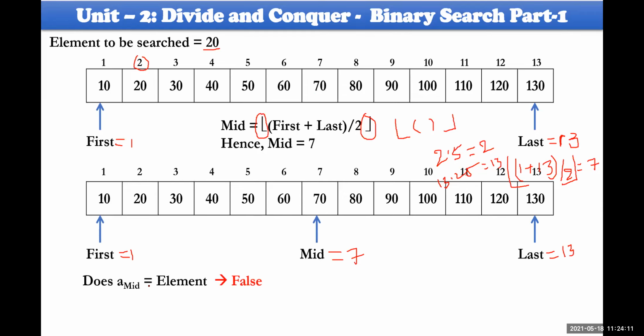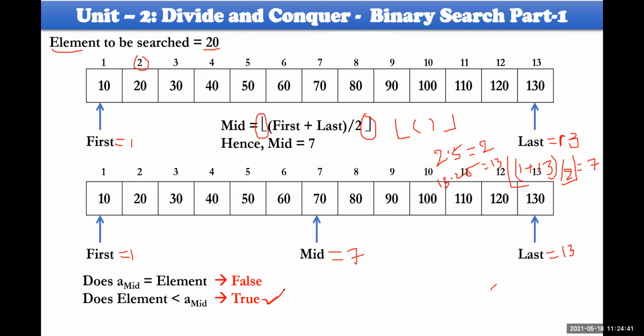Is a of mid equal to the element? The required element to be searched is 20. Is 20 equal to 70? No, it is false. Therefore, in the algorithm we go for the second operation, that is whether a of mid is greater than or less than. So the element is less than a of mid, that is 20 is less than 70. Yes, this is true.